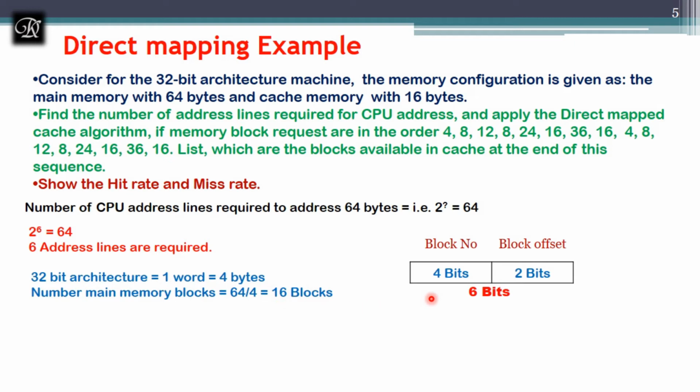The main memory, given 6 bits, is divided into 2 parts. One is for the block offset, that is 2 bits, and the remaining 4 will go to the block number. Next, with respect to cache, we have 16 bytes as the cache size. So if I divide by the one word size, I am going to get 4 blocks in my cache.